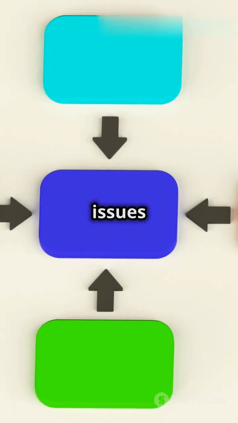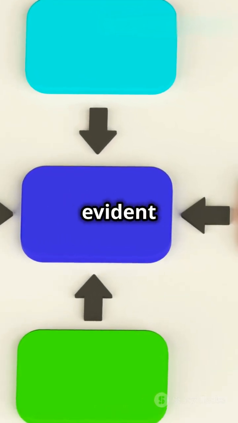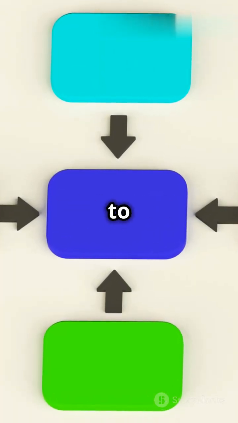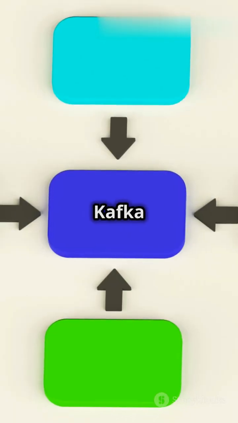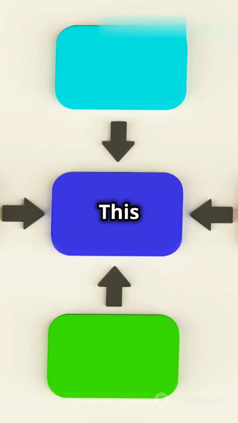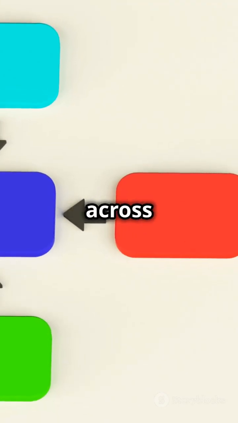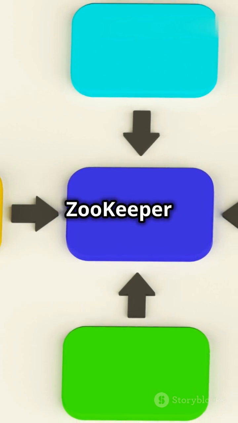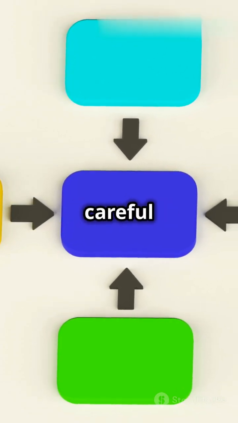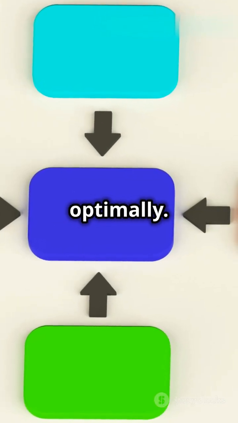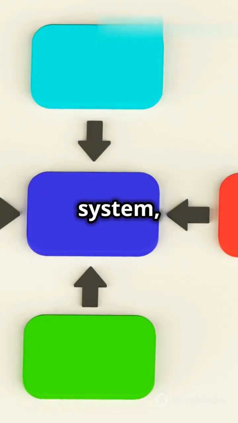The scalability issues with ZooKeeper become more evident as Kafka clusters grow. ZooKeeper's architecture isn't designed to handle the massive scale that modern Kafka deployments demand. This leads to performance bottlenecks and challenges in maintaining consistency across the cluster. Maintaining ZooKeeper is no small feat. It requires careful configuration, monitoring, and tuning to ensure it performs optimally. This adds complexity to the overall system, making it harder for organizations to manage their Kafka deployments efficiently.